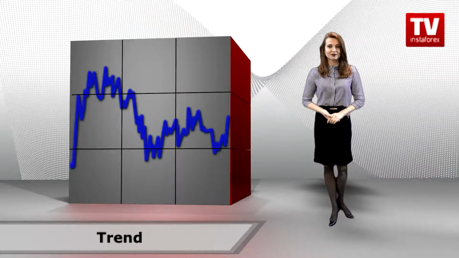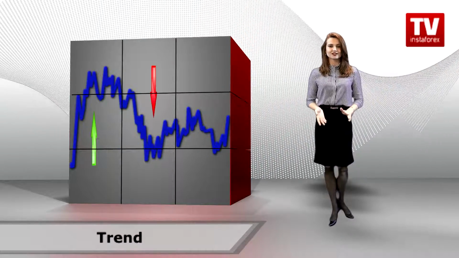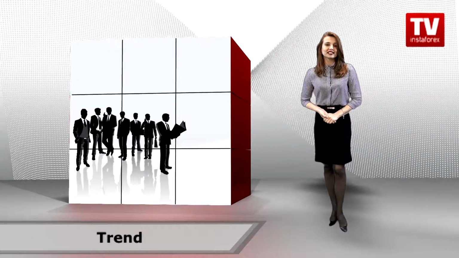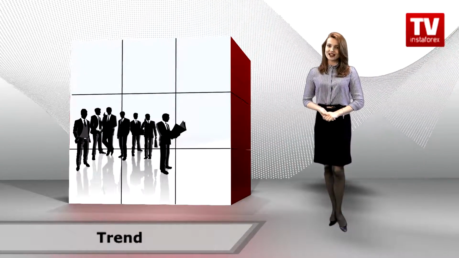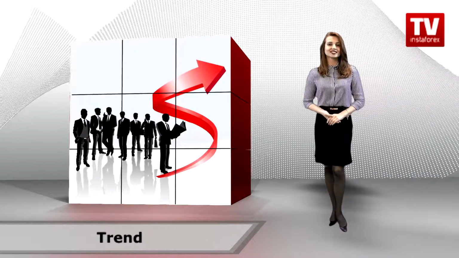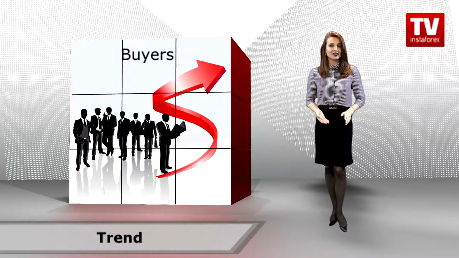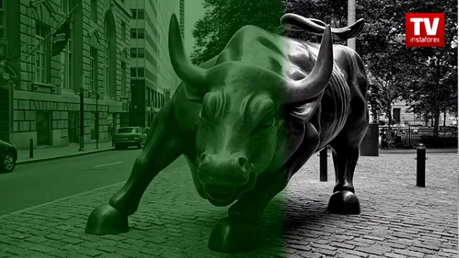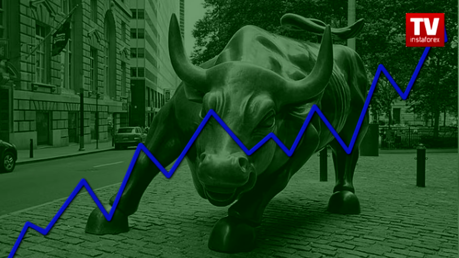There are three types of the trend: uptrend, downtrend, and sideways, horizontal. When there is a market uptrend, buyers are in control. The chart is directed upwards and the movement is called bullish. When buy deals dominate, the price chart acts like a fighting bull which lifts a rival up on its horns.